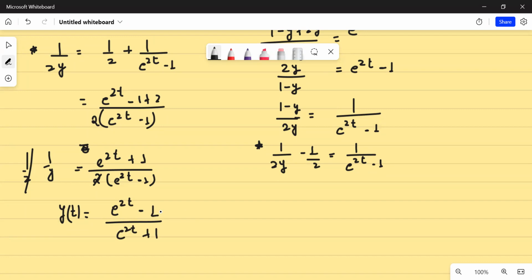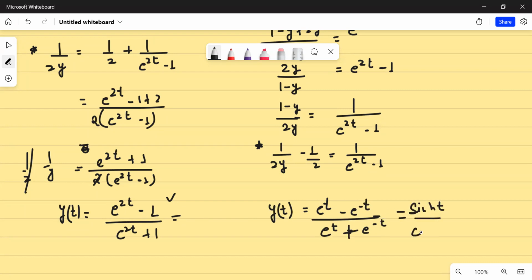And if I do certain manipulation also, if you take e to power t common from here, I'll get e to power t minus e to power minus t divided by e to power t plus e to power minus t. So this is like sine hyperbolic t divided by cos hyperbolic t. And overall, if you have a deeper look at this, this is nothing but tan hyperbolic t. Is that clear?